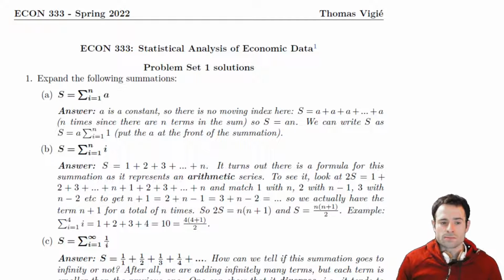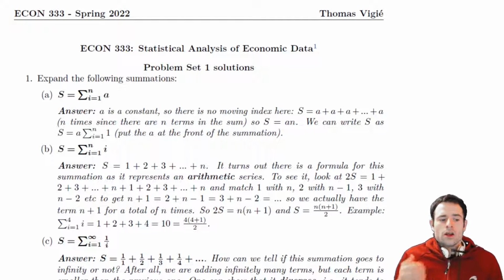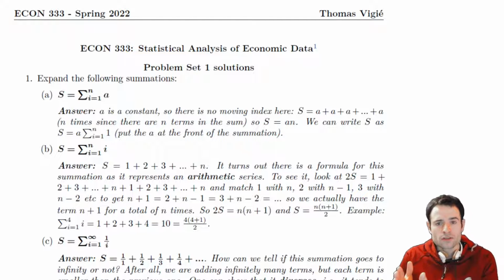So for instance, let's start with the first one. The sum from i equals 1 to n of the number a means that when i is equal to 1, we have a term. Then we do plus the term when i is equal to 2, plus the term when i is equal to 3, all the way until when i is equal to n. Typically, the best way to understand how summations work is to actually break it up, write 3, 4, maybe 5 terms, and understand where the pattern is.